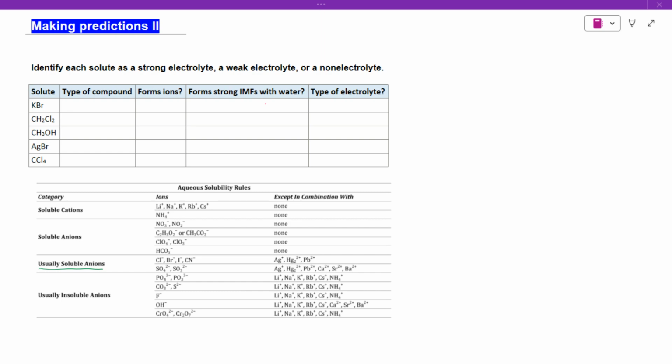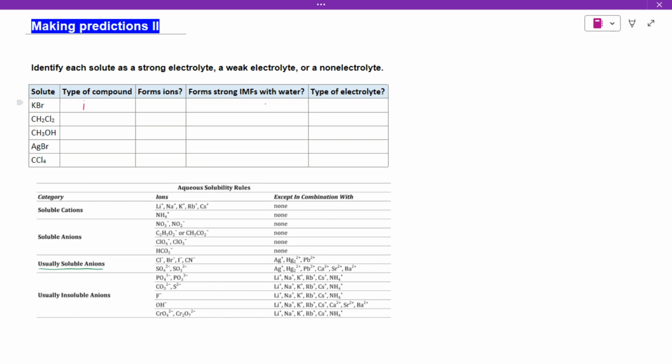Hi, in this video we're going to be working on classifying a solute as a strong electrolyte, weak electrolyte, or non-electrolyte based on its chemical formula as well as its solubility in water. The first step in doing so is to identify the solute as an ionic compound or as a molecular compound.